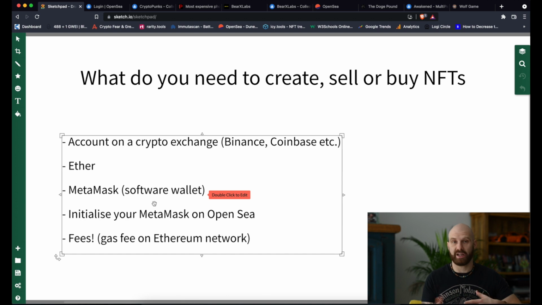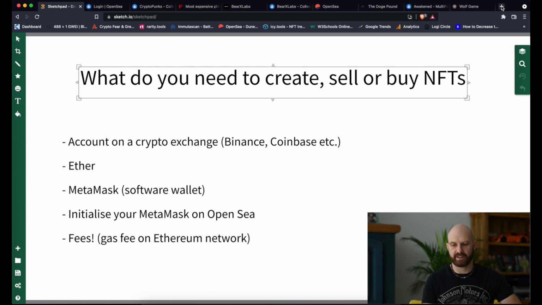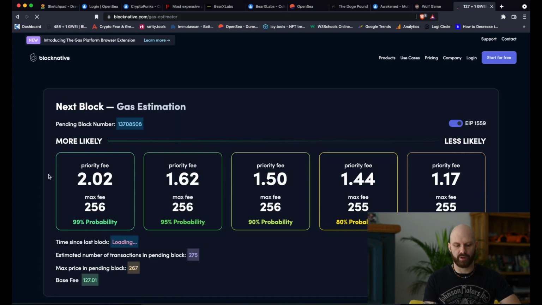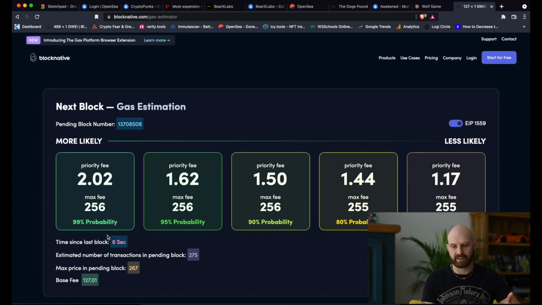It costs, depending on how busy the Ethereum network is, anything between around $100 to a couple hundred, maybe 300 or so. So it's worth checking when the network is not quite as busy. You can do it on a website such as the one here, Block Native. It will give you an indication of how busy the network is and what the current gas fees are.